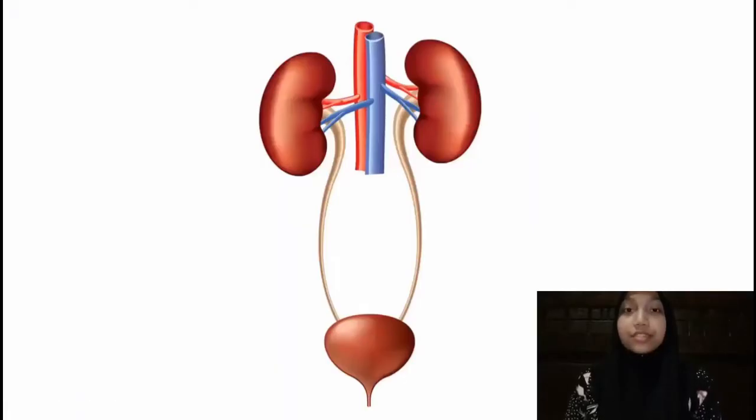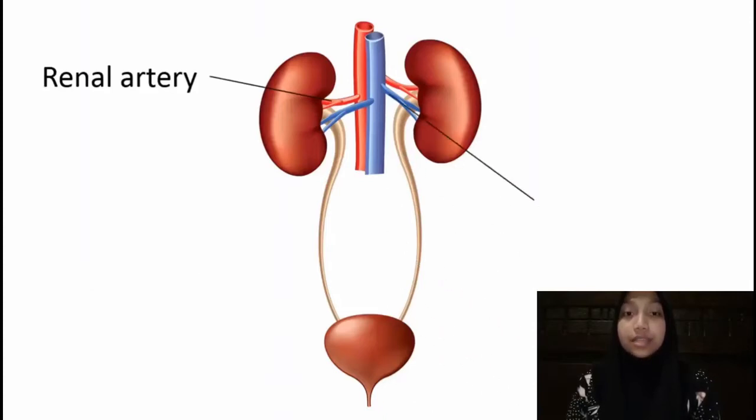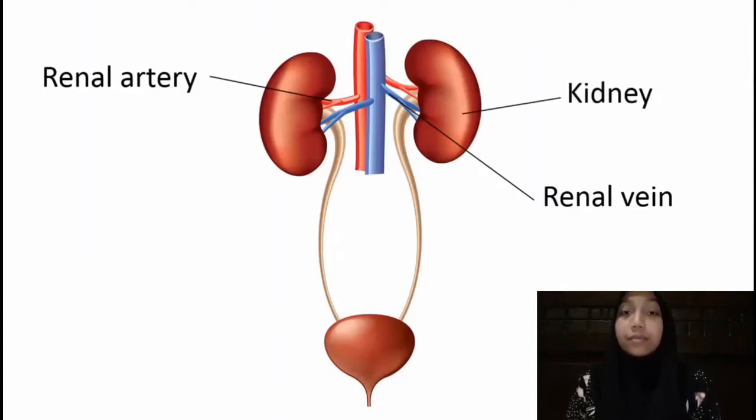This is the urinary system. The urinary system consists of the renal artery and renal vein, which are located in the middle. Next, we have a pair of kidneys on the left and right. Below that, we have the bladder, which is connected by the ureter, and finally the urethra.